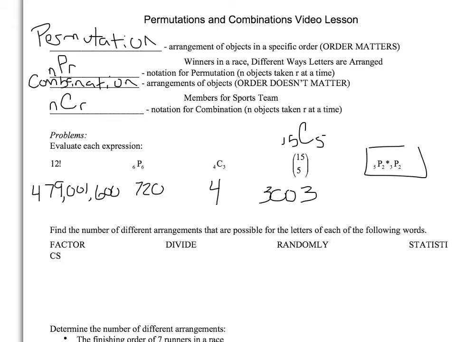It says find the number of different arrangements that are possible for the letters of the following words. This is a common question on the Regents. Now yours looks fine. Mine, you can tell the C's on statistics moved over to underneath factor, so I'm just going to cross it off on mine.